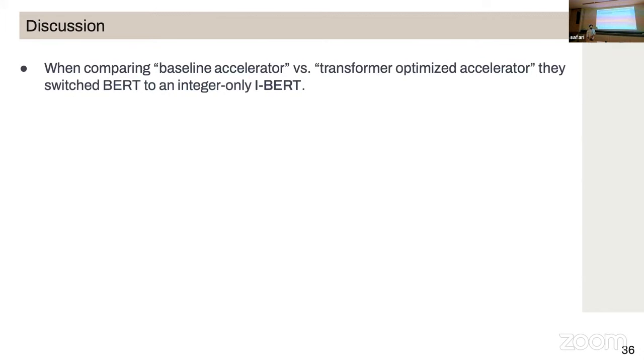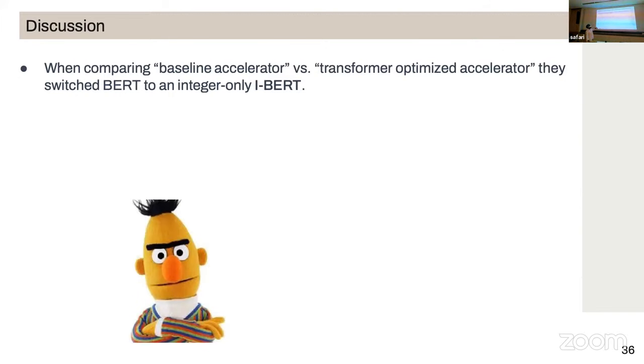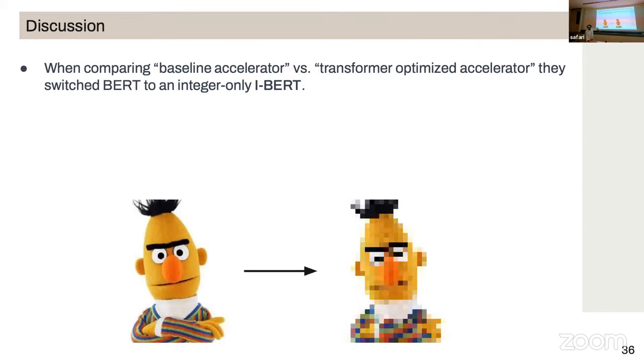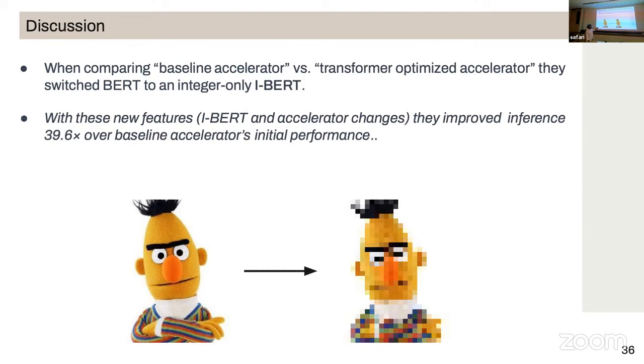Okay, finally, when comparing baseline architecture, baseline accelerator versus the transformer one, they switched the BERT model into an integer-only version. So you have BERT, you just make it into an integer-only model, and then you say, doing that, we improve inference with 39.6 over baseline. What do you think about that comparison?